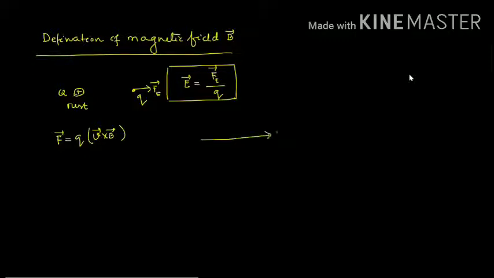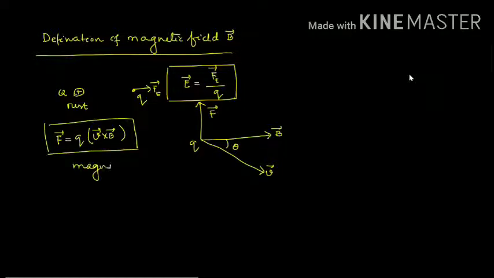Suppose this is the direction of magnetic field B, and a charge Q is moving with velocity v at an angle theta with the direction of magnetic field. v and B are lying in the plane of the paper, and the charge Q experiences some force which is perpendicular to the plane of the paper. So this is the direction of the force. So F equal to q into v cross B. This is the magnetic force. So from this formula, we can define magnetic field.